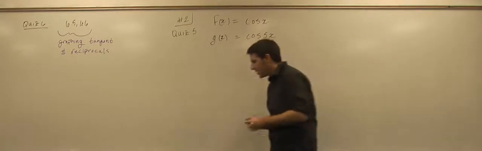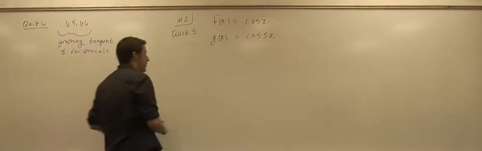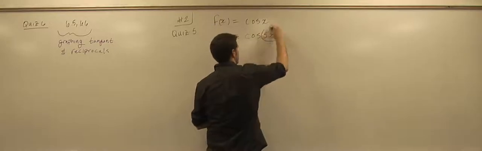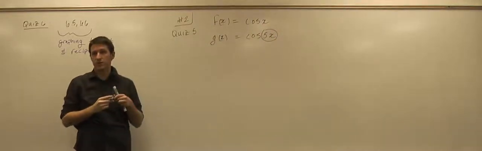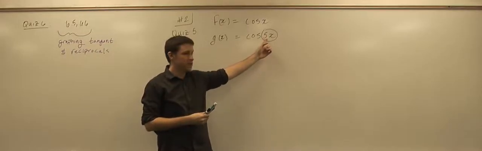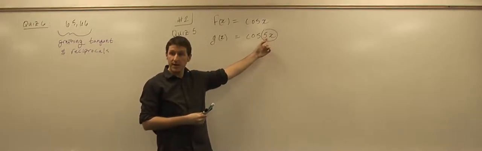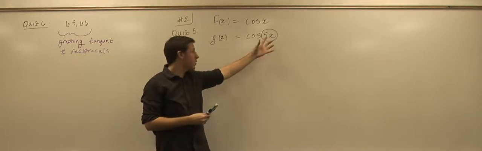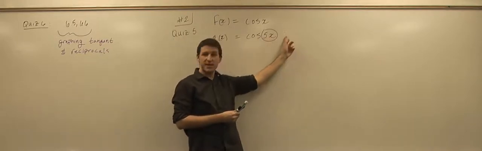So what you need to recognize is what this 5 does, because this is the difference between the two equations. What does this 5 affect as far as the graph of g goes? The period. It would affect the phase shift if there was a c here, but there's no c.